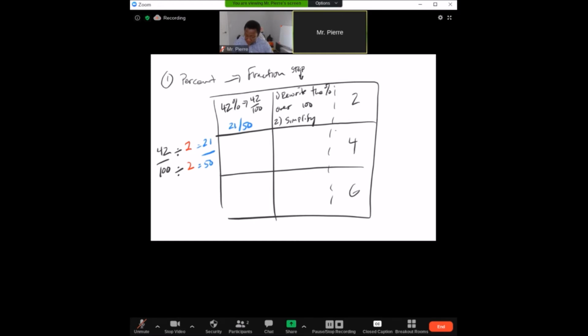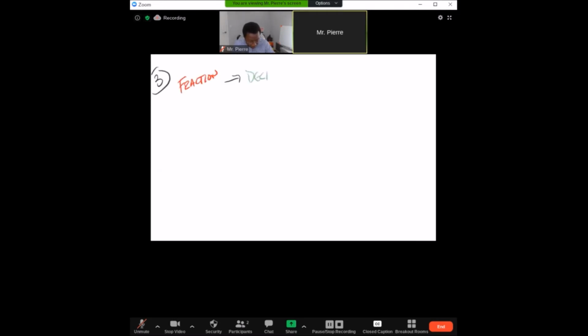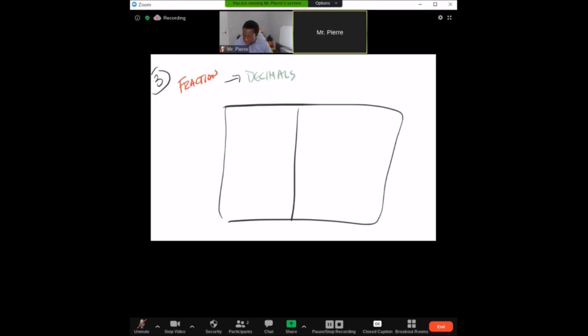What about number 3, which was our fractions to decimals? What does that look like? Let's erase all this. I'm going to give myself a little bit more space. So how do we convert fractions to decimals? Our example is 1/8, and we're going to convert that to a decimal. Remember, this top number is the numerator, and this bottom number is the denominator. And what we're going to do is merely divide the numerator by the denominator.